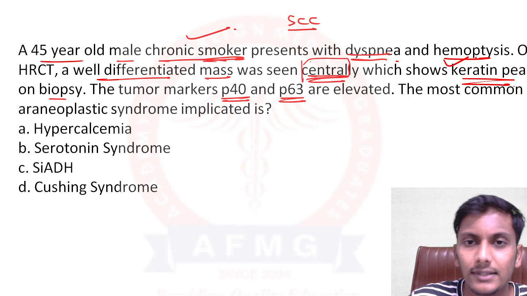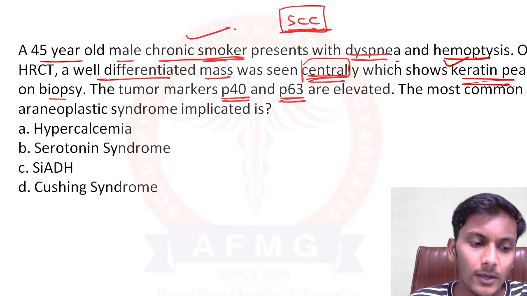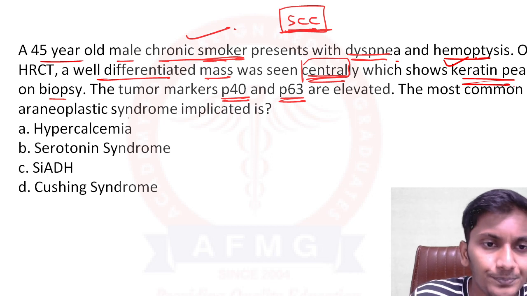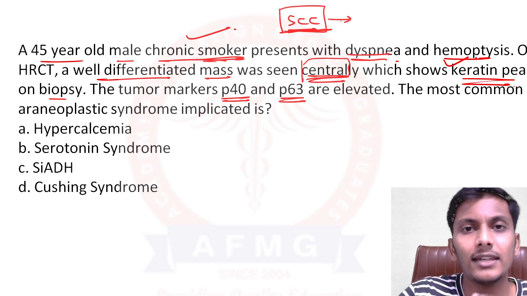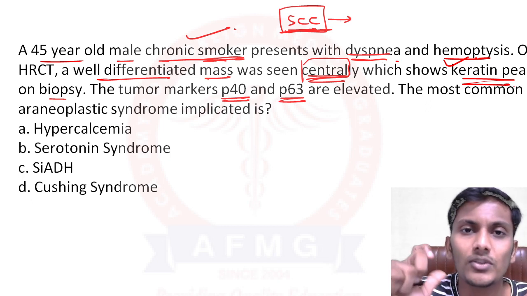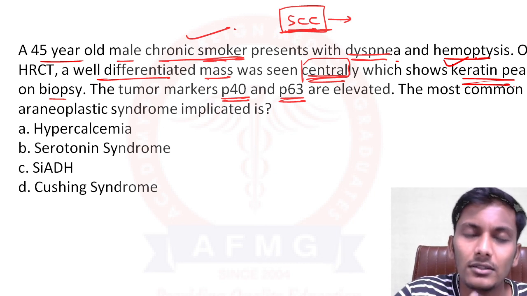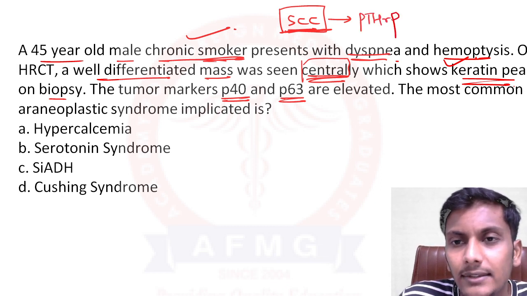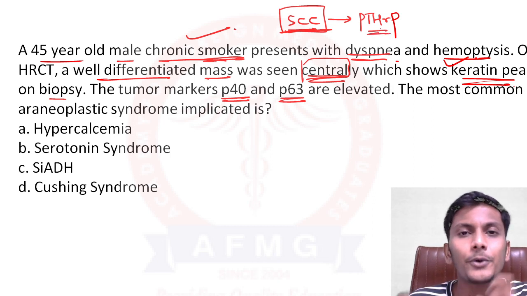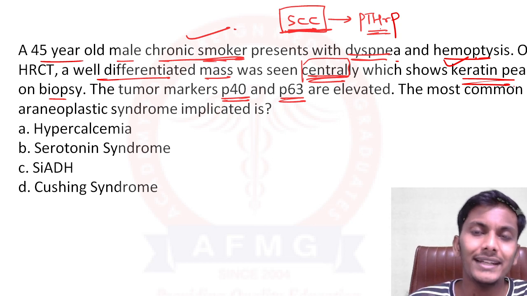Now, the most common paraneoplastic syndrome implicated. So the diagnosis is confirmed, that is squamous cell carcinoma. Which is the paraneoplastic syndrome seen now? Please remember, paraneoplastic syndromes are associated with malignancies. There is some substance which is secreted from the malignant cells, and the levels of this substance would be elevated. In squamous cell carcinoma, parathormone related peptide is secreted. It is a protein secreted from the malignant cells of squamous cell carcinoma lung, which resembles parathormone. It acts like parathormone.